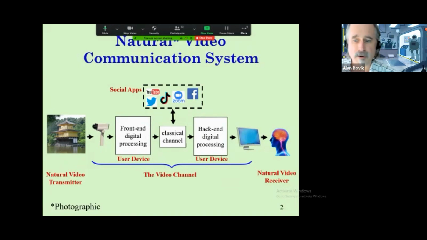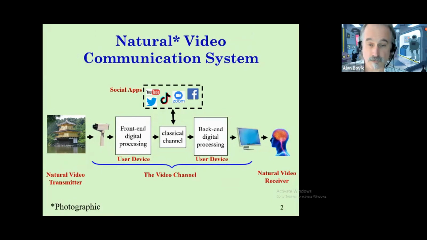First of all, let's talk about the video communication system of today. And I'll show you some variations of this, but the basic idea is videos are captured out in the world, processed, passed through a channel. And these days, that channel may go to social apps, which are then sent through more processing and then to the receiver, typically over the internet these days.